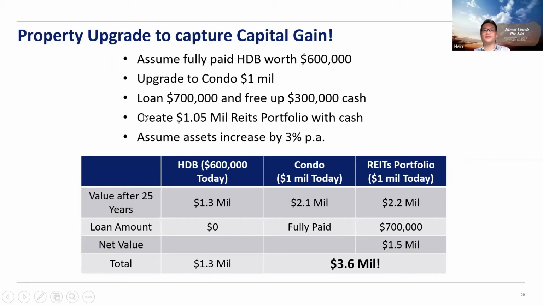The point I want to put across here is this. If you do that, you are able to upgrade to a new property without paying the mortgage. The mortgage payment will come off from the dividends from this 300,000. You all see the picture?